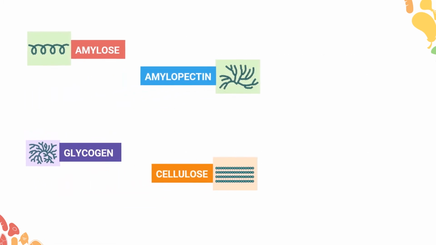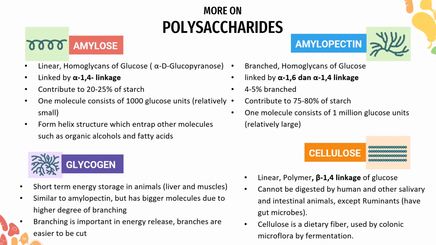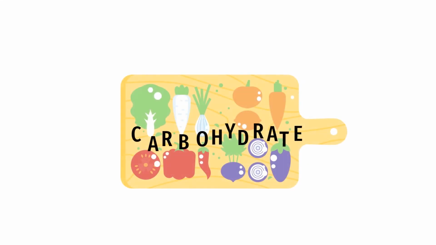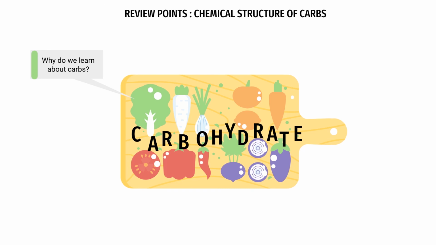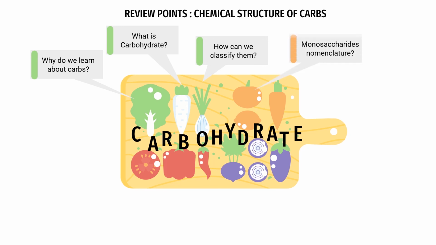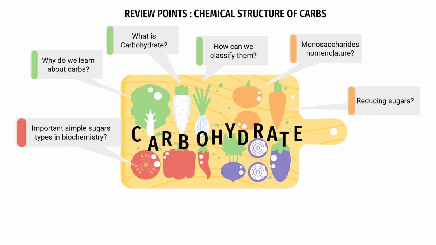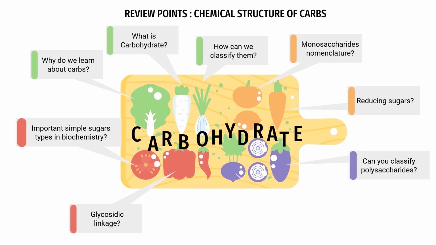Okay, that's a wrap. So this is our review points for carbohydrate. After watching this video, can you answer these questions? Why do we need to learn about carbohydrate? What is carbohydrate? What is the carbohydrate classification based on degree of polymerization? What is the nomenclature of monosaccharides? What are reducing sugars? What are some important simple sugars in food biochemistry? What is glycosidic linkage? How to classify polysaccharides? And what are some important examples of glucans?